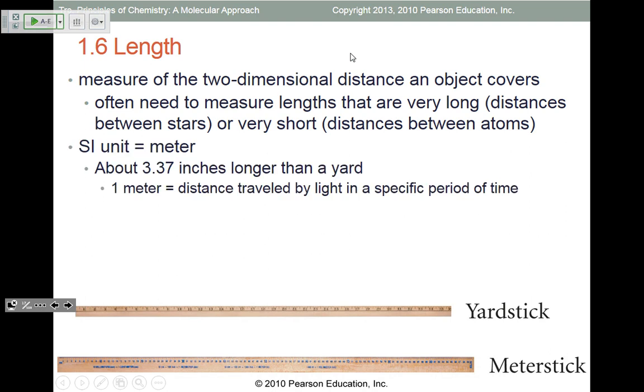But in this particular homework section, we'll be looking at big things, small things. It's just an idea to get you to start thinking about word problems the correct way and applying the math and converting units. So our SI unit is the meter. That's about 3.37 inches longer than a yard. And the reason why is that 1 meter is the distance traveled by light in a specific period of time. Conversions for meters, things like that, I'll give you. You don't need to memorize them. You don't need to know how many inches and all of that. I'm not testing you on your ability to memorize conversions.